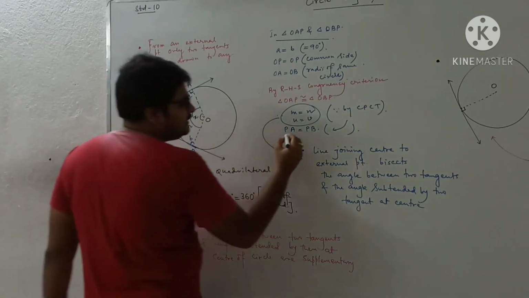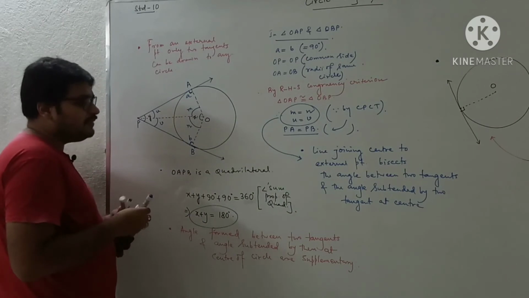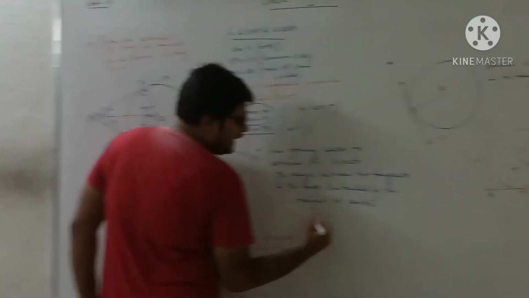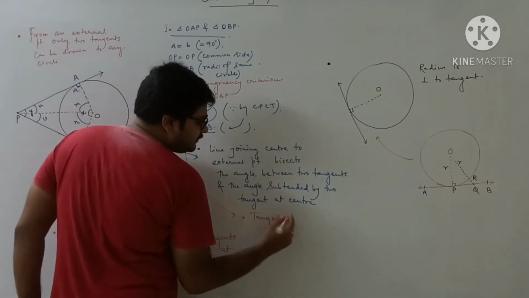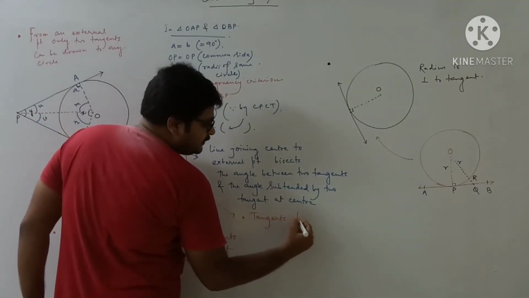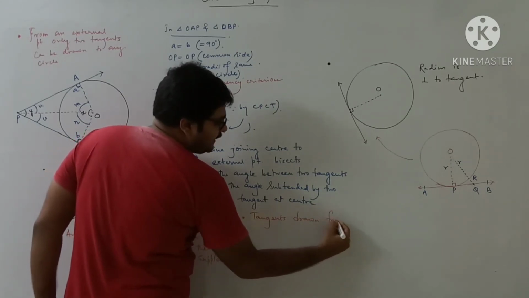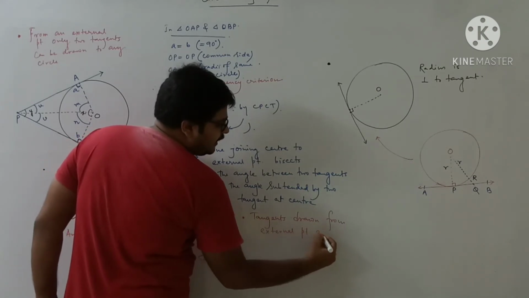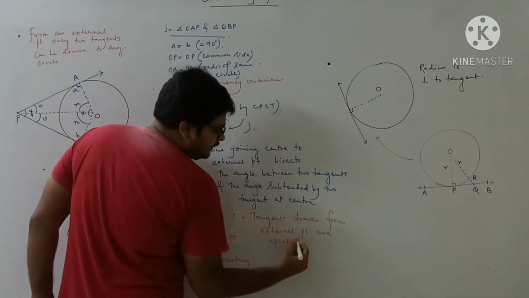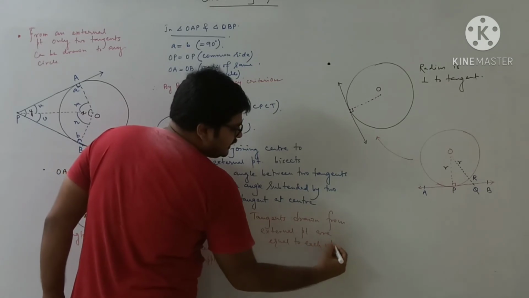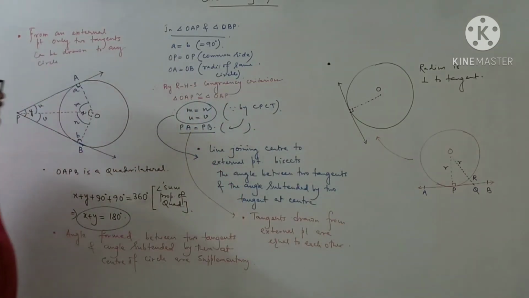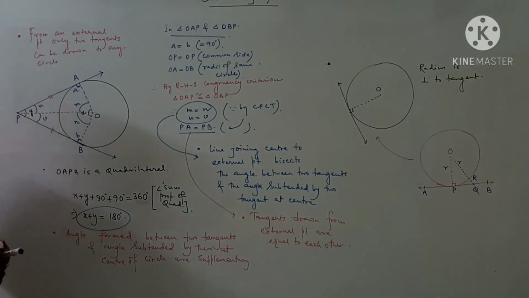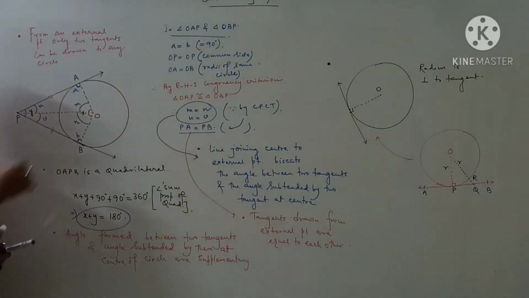Another thing we have stated here, PA equal to PB. So from there one statement I can write that tangents drawn from an external point are equal to each other. From an external point, whenever you are drawing two tangents, those two tangents will be equal to each other, because we have proved by CPCT after proving the congruency.